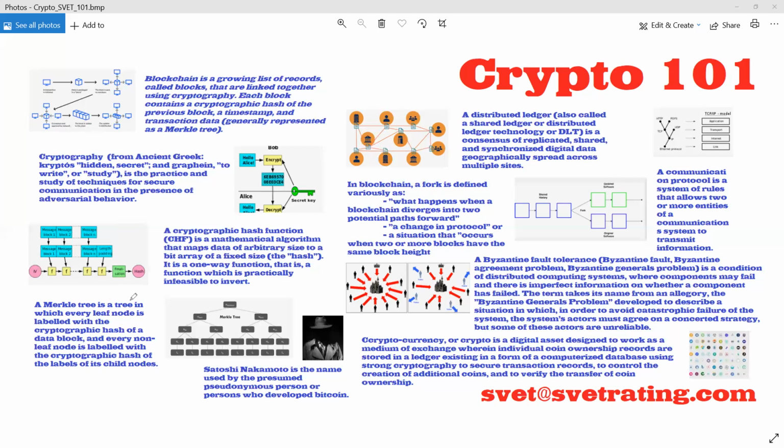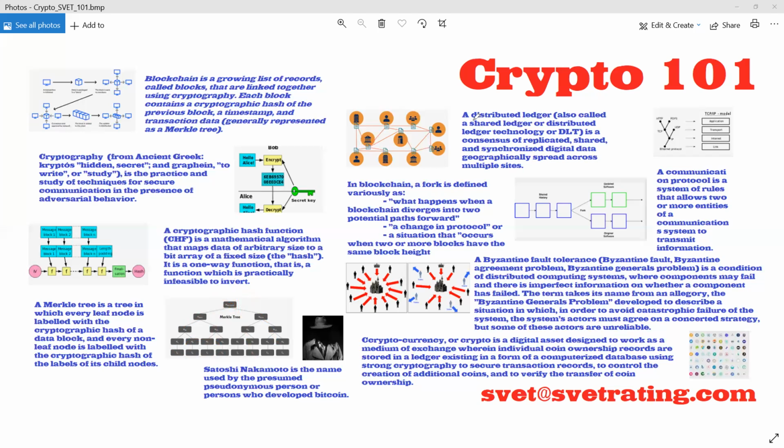A Merkle tree is a tree in which every leaf node is labeled with the cryptographic hash of a data block, and every non-leaf node is labeled with the cryptographic hash of the labels of its child nodes. So you see, it looks like a tree, and data are packed in these leaves, and then by the way, the tree goes up, all this data goes up.